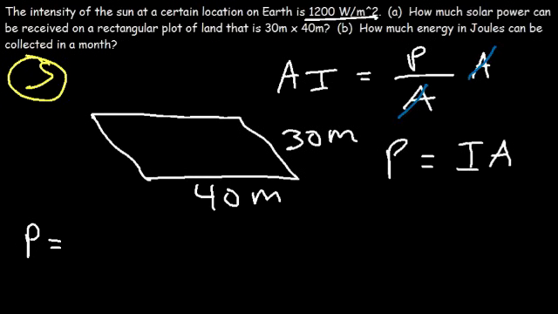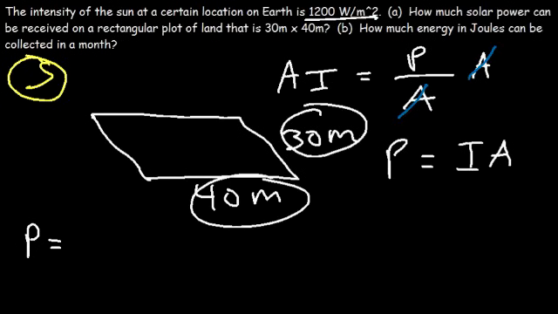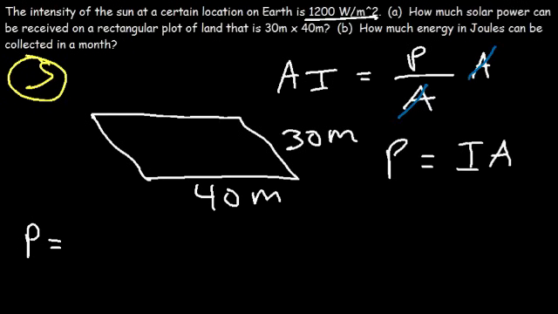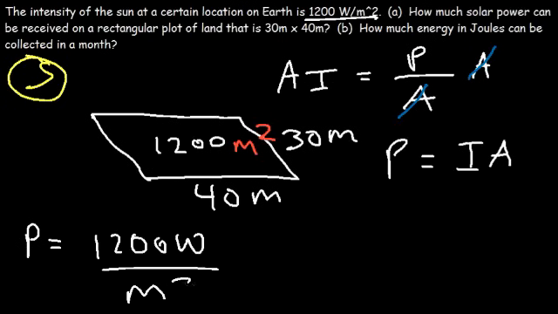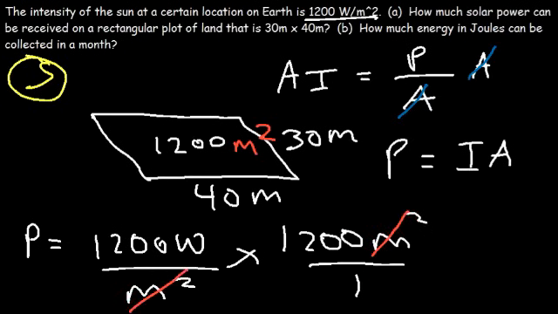So what is the area? The area is basically length times width. 40 times 30. 4 times 3 is 12, so 40 times 30 is 1200. You need to add the two zeros, so it's 1200 square meters. The intensity is 1200 watts per square meter, and if we multiply that by 1200 square meters, the unit square meters will cancel, giving us the power in watts. So what is 1200 times 1200? 1200 squared is basically, it's a big number. It's 1,440,000 watts. So that's how much power is being received by this plot of land.